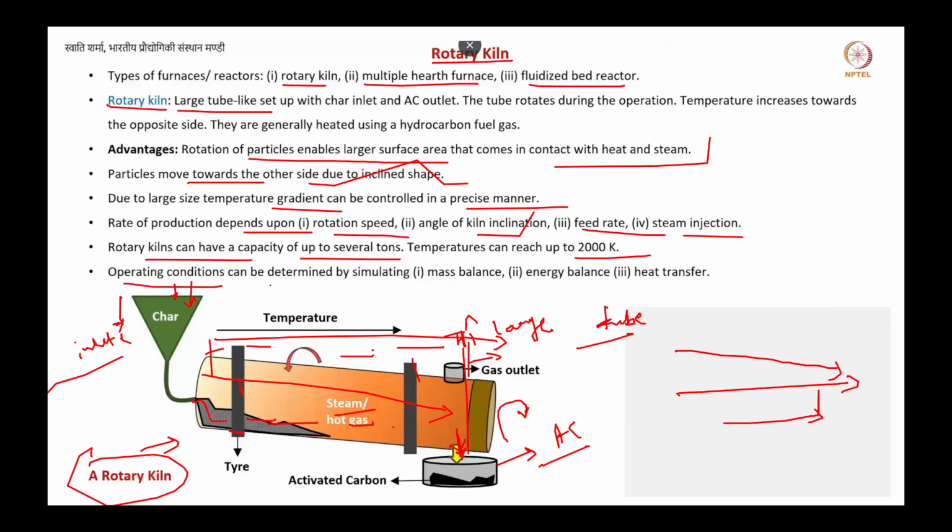Operating conditions can be determined by simulating the mass balance, energy balance, and heat transfer. These are the three parameters that you need to optimize. Mass balance is your input and output. Energy balance is the temperature you are applying. Heat transfer means the temperature distribution throughout this rotary kiln. How you are distributing your temperature is the operating condition that determines the process. I hope it is clear.